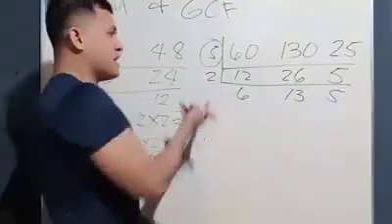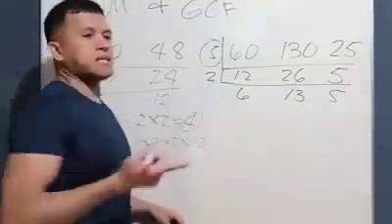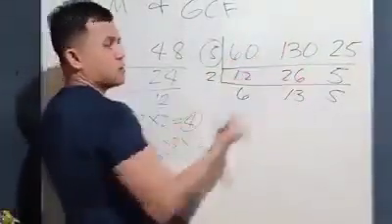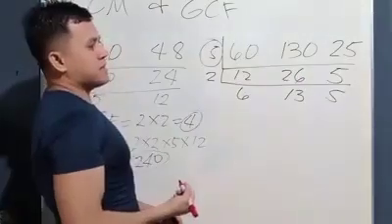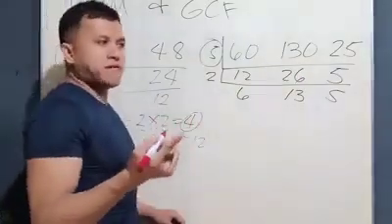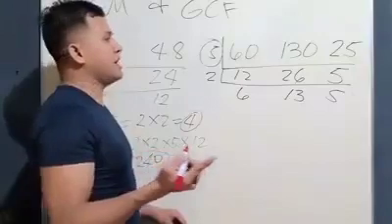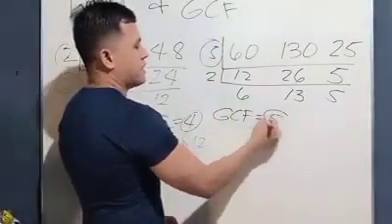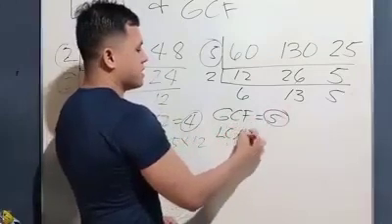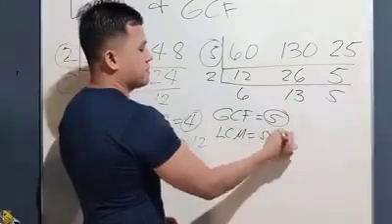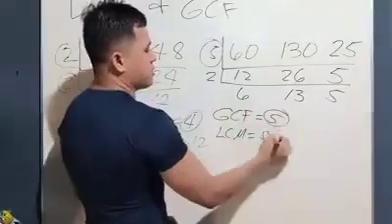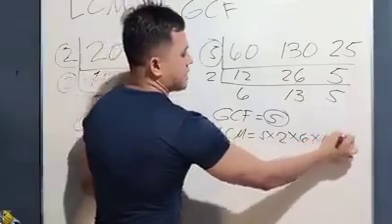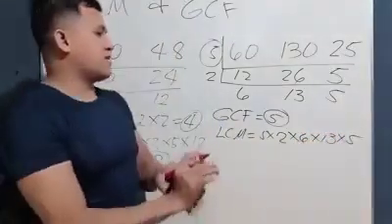Okay? So, kung nakita nyo, hindi ko siya binilugan kasi hindi siya common among the three quotients here. So, that means it is not part of the GCF, but it is part of the LCM. Okay? So, our GCF here would be 5. And then our LCM is equal to 5 times 2, I'm sorry, 5 times 2 times 6 times 13 times 5. That's it. Ganun lang.